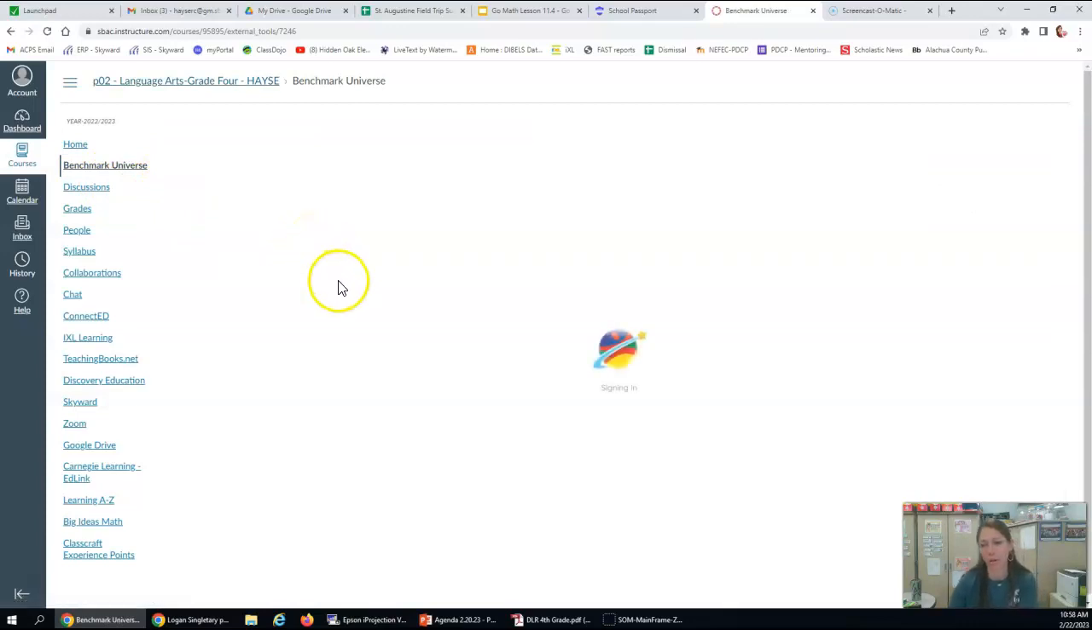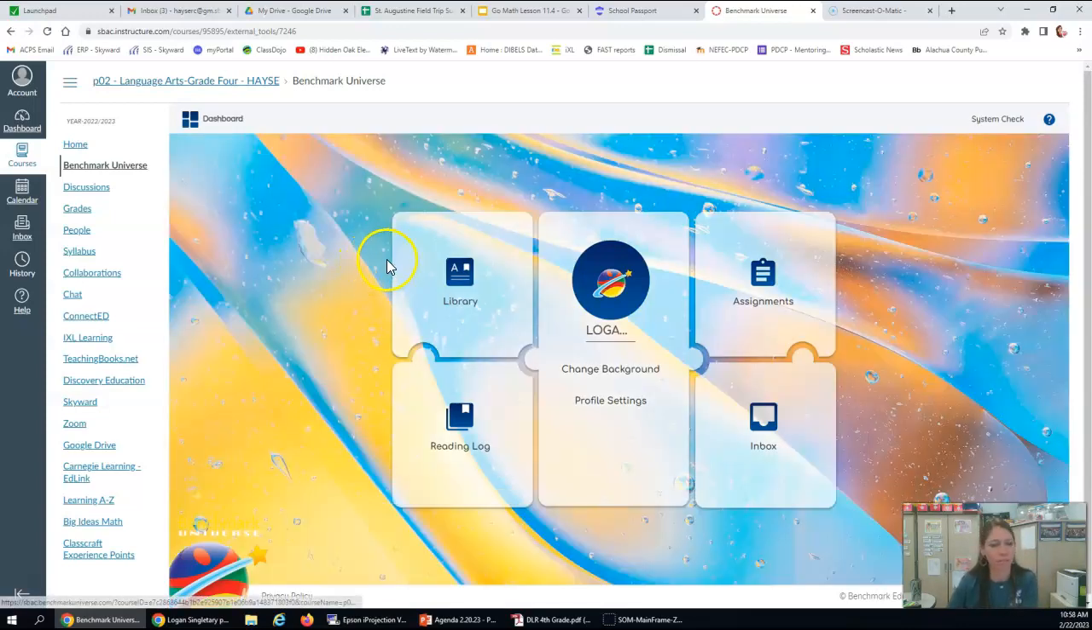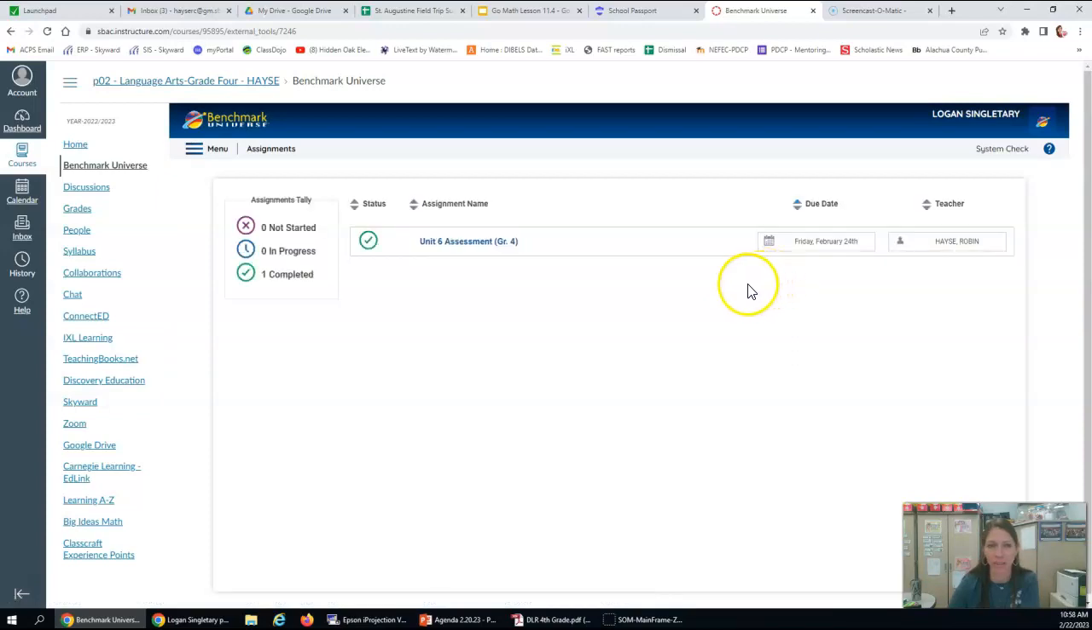And it always takes Benchmark a little bit of time to load. That's normal. Even if you have fast internet speeds, that's normal. Okay, so now you're going to go into assignments, and that's where you're going to see any of the unit assessments that they take. And you can see here this student has taken, it's a check mark, that means it's completed the Unit 6 assessment.